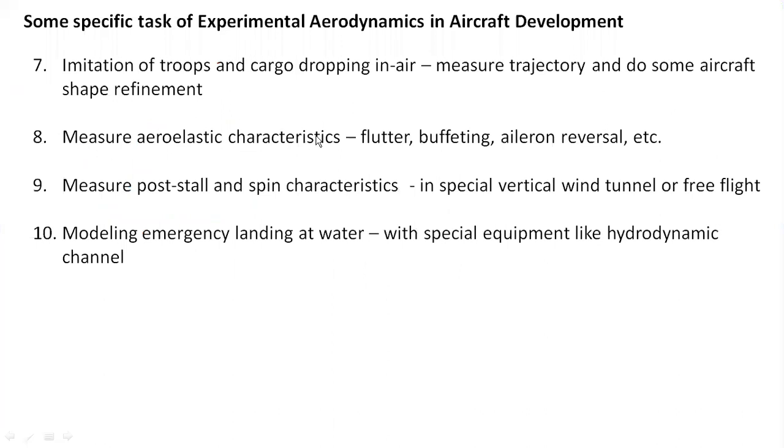Next one, this is the aeroelastic characteristics, flutter, buffeting, aileron reversal. When you have a rigid aircraft, you don't measure aeroelastics, and you need special, very elastic models for this measurement. This is a different topic. 9, this is post-stall and spin characteristics. You need a special vertical wind tunnel. And 10, this is an emergency landing on water, special equipment like a hydrodynamic channel.